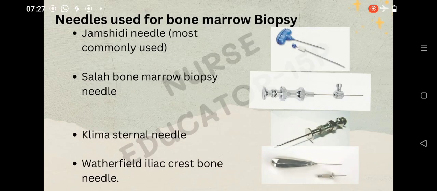Which type of needles are used in bone marrow biopsy? There are 4 types of needles, and any one can be used. The most commonly used needle is the Jamshidi needle, which is used in most hospitals. The others are the Sakles bone marrow biopsy needle, the Klima sternal needle, and the Westerfield iliac crest bone needle. These are also used in some hospitals.